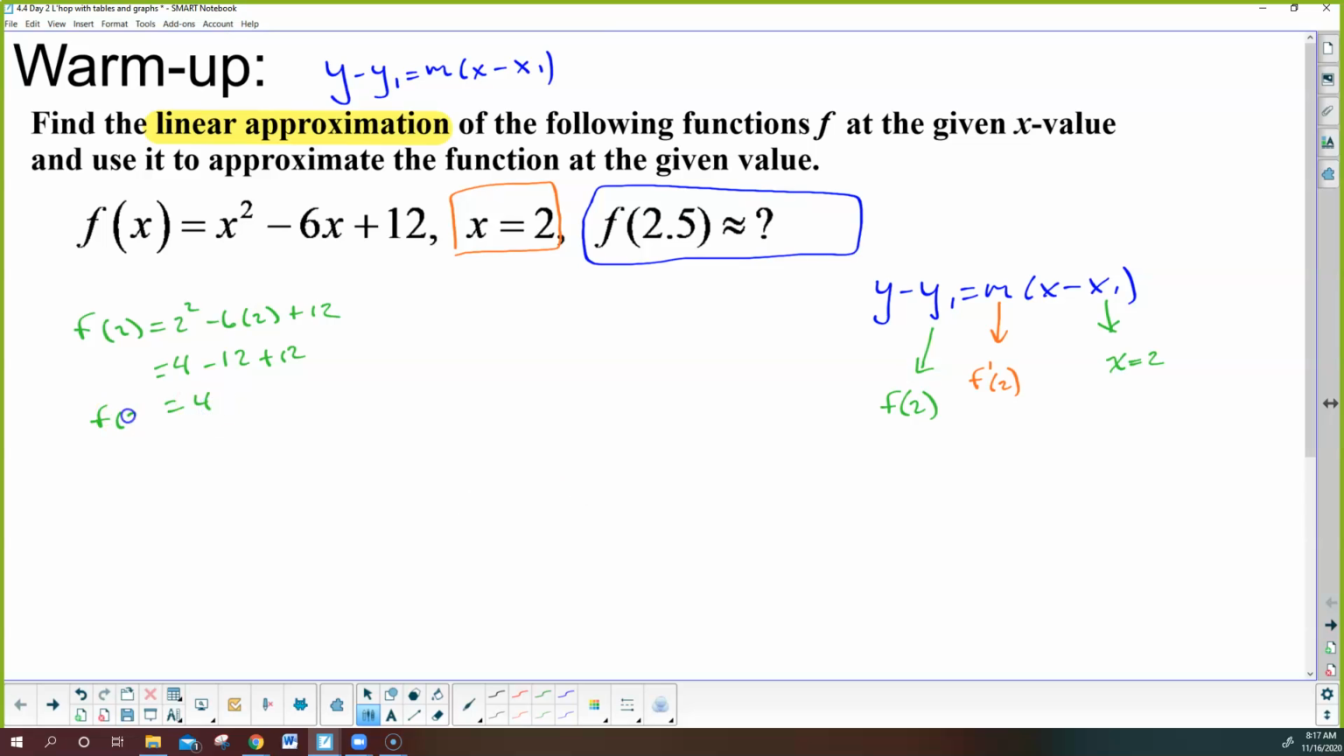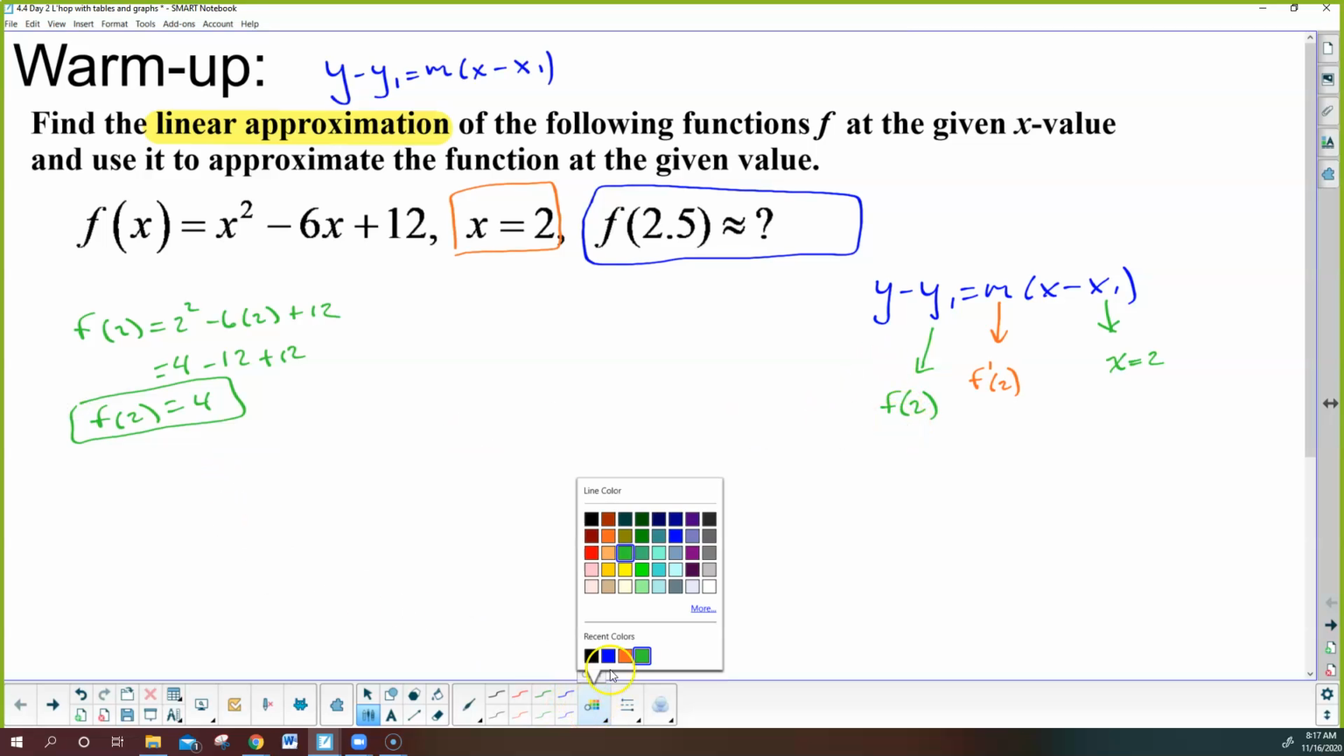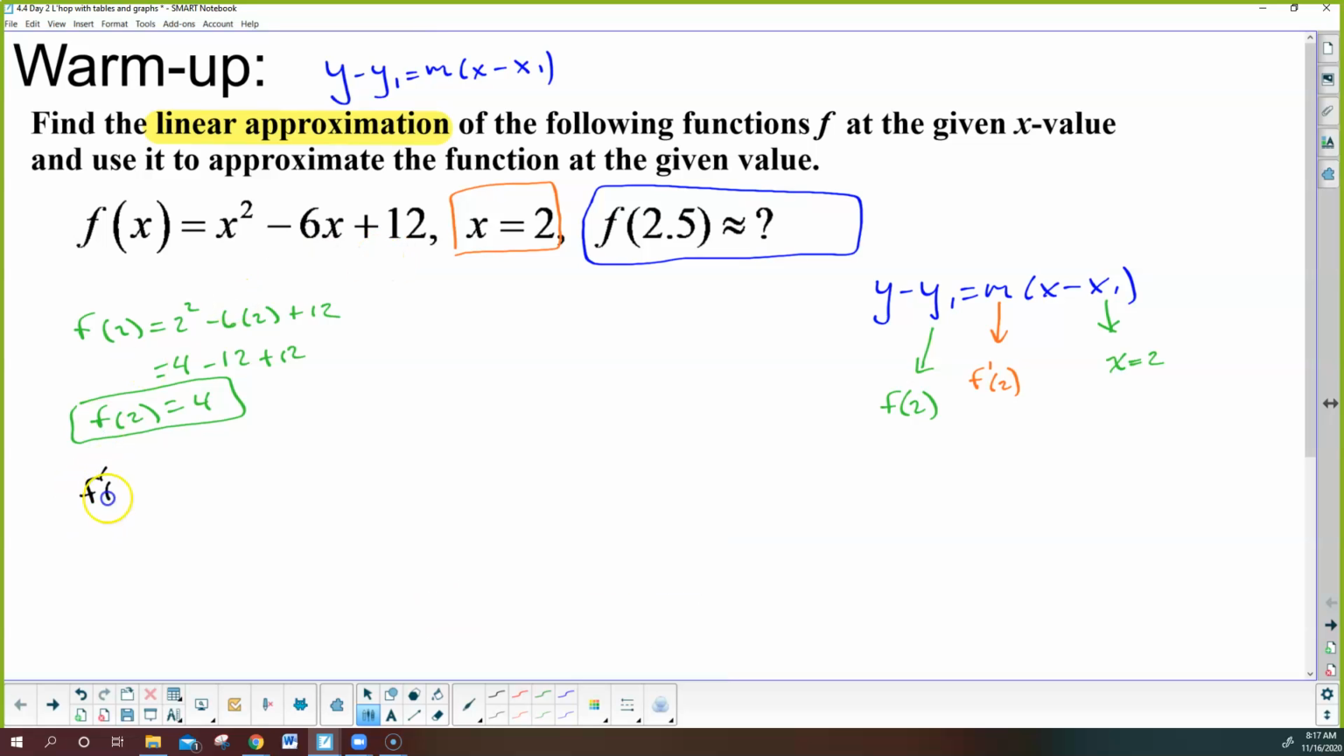So we know what f of 2 is. That's equal to 4. So I found my point. Now I have to find the slope, and the slope is just based off of the derivative. So we're going to take the derivative of the original function, which is just 2x minus 6, and then I have to find that slope at the given point x.